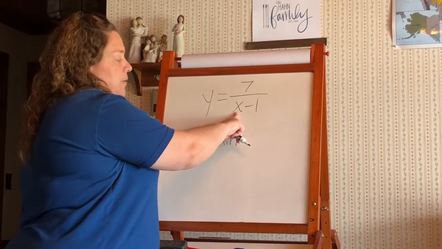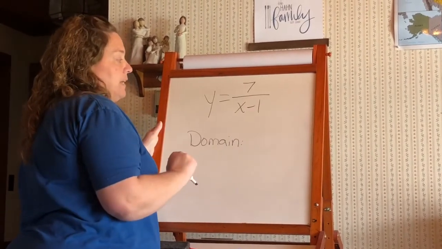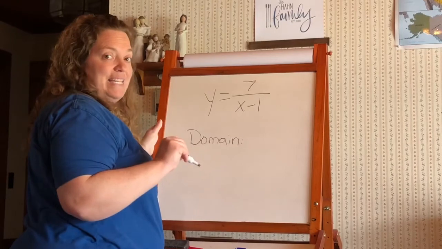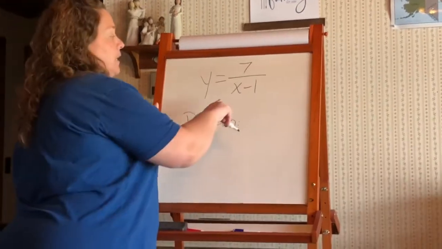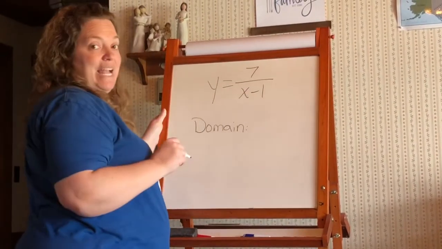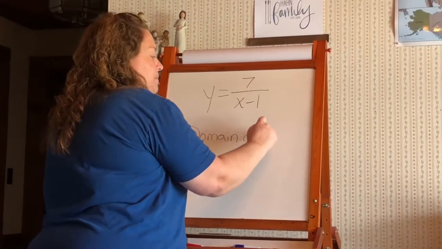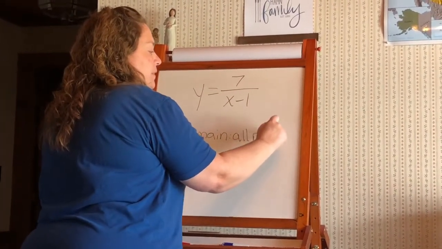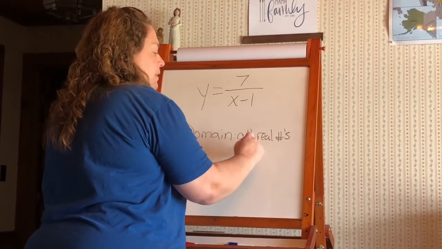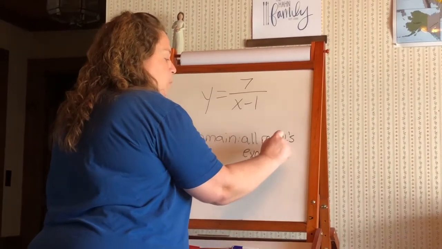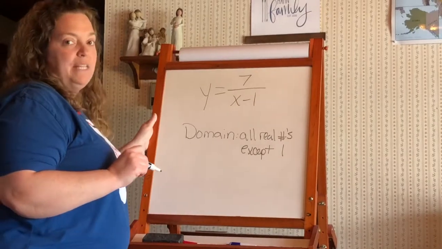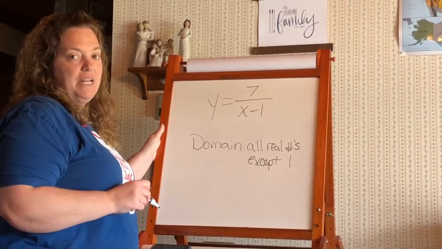If we put in 0 here, it gives us negative 1, and we can do that. But because we can't have 0 in the denominator, if we put a 1 in there, that would make 0. So this is all real numbers except 1. We can't put a 1 in there because that would give us a 0 in the denominator.